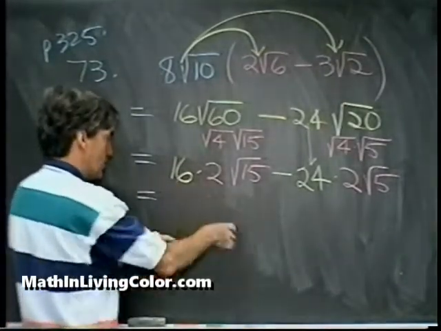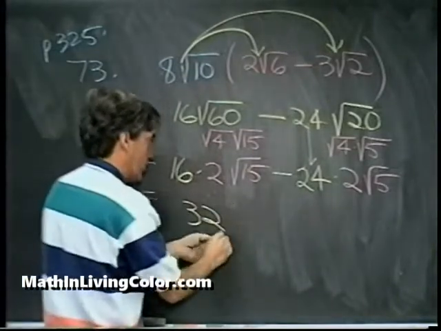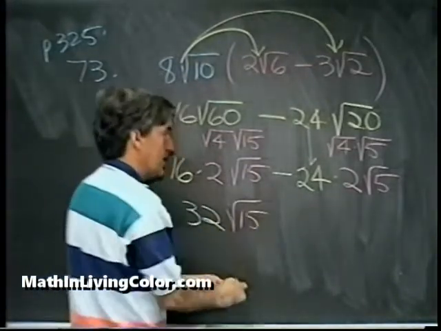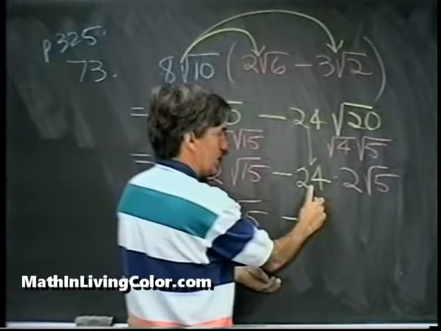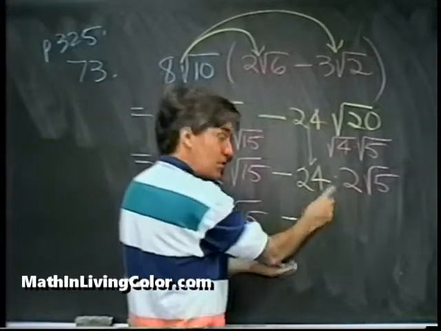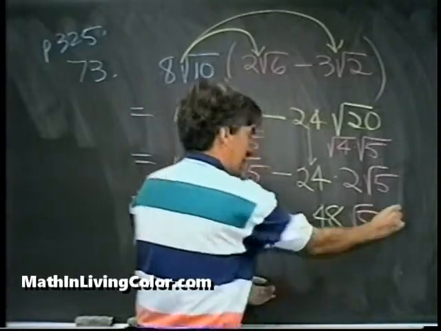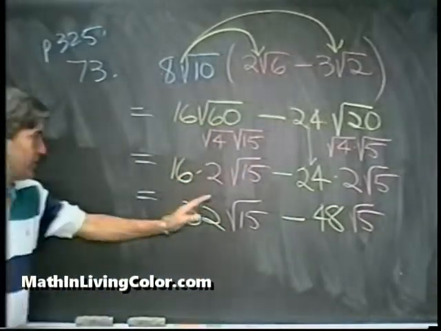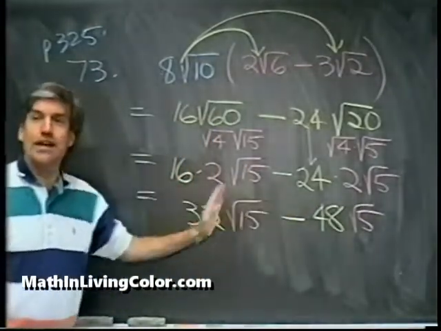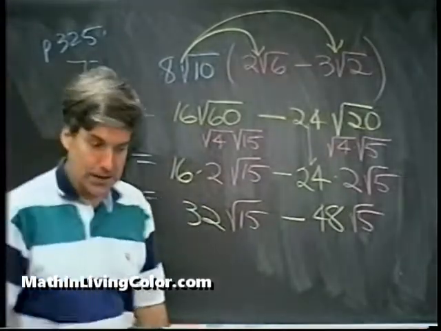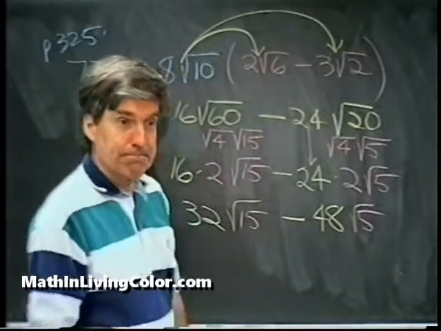32. Square root of 15. Minus 48. 24 times 2 is 48. Square root of 5. Like that. And they're not like radicals, so they can't be combined. Okay? Any questions on that?